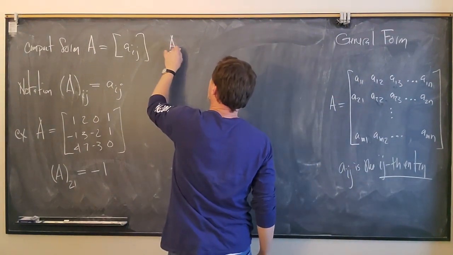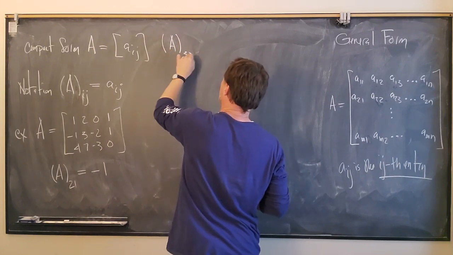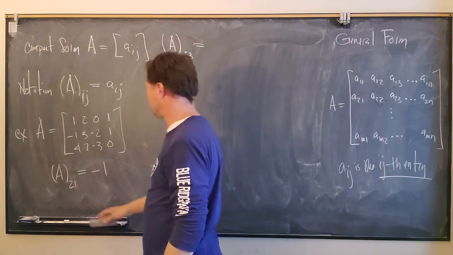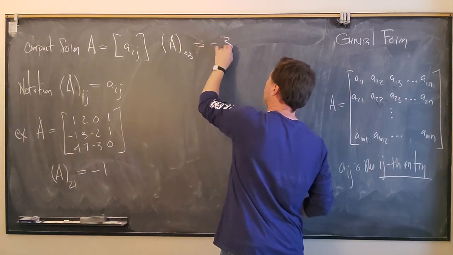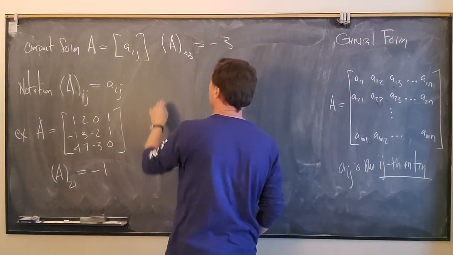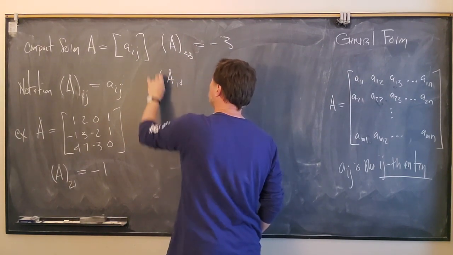A sub 3, 3, parentheses, A sub 3, 3. Okay, so that's the entry that's in the third row, third column. So that's equal to negative 3. Let's do one more here. How about A sub 1, 4?